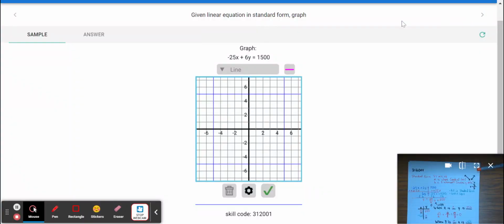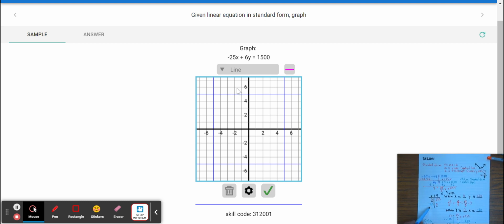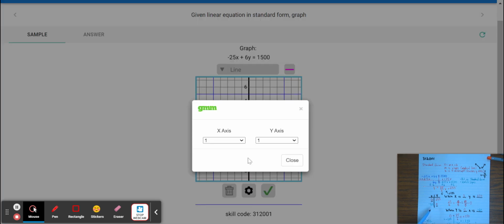I'm going to come up here to the problem. Now, we have a couple things. We want to leave this as a line. The problem here is when I have the points 0, 50, they don't fit on here. 0 does, but the 50 doesn't. So I've got to change my axis. I'm going to go by 20s on my x-axis, and I'm going to go by 50s on my y-axis.